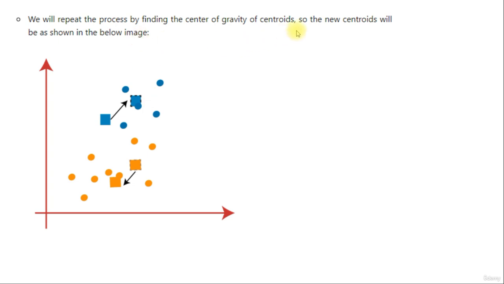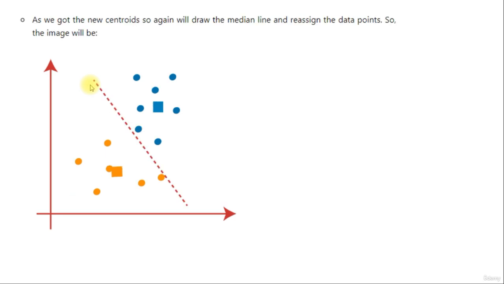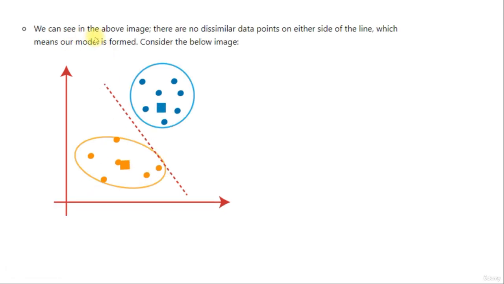So the new centroids will be shown in the below image. Now we got new centroids. So again we'll draw the median line and reassign the data points. So the image will look something like this. Finally, we can see in the above image there are no dissimilar data points on either side of the line, which means our model is formed.